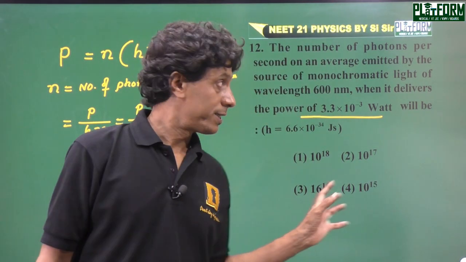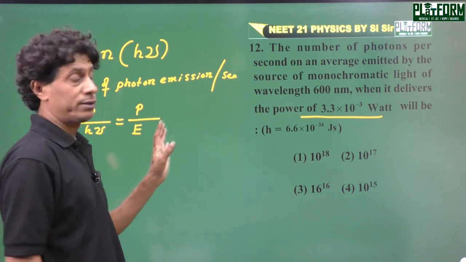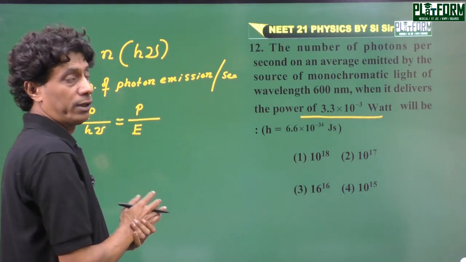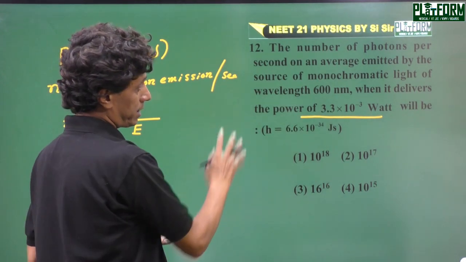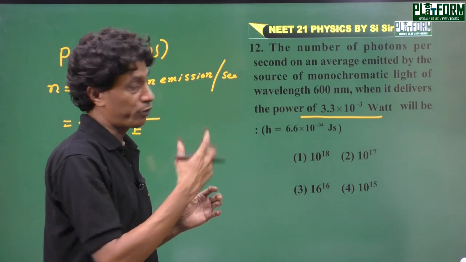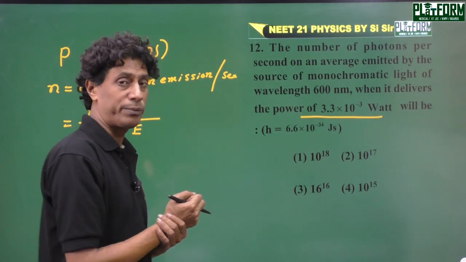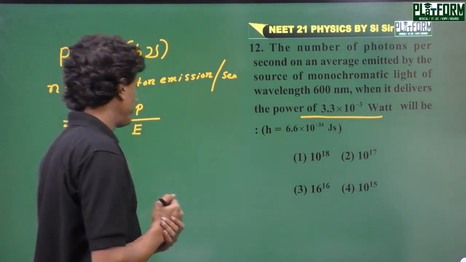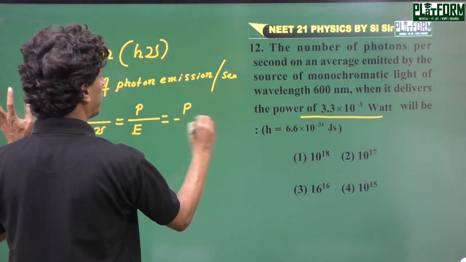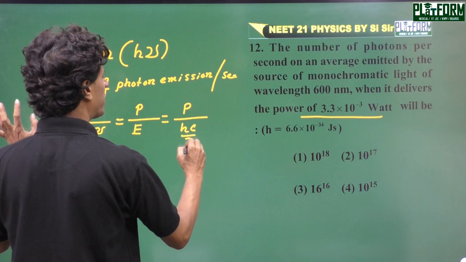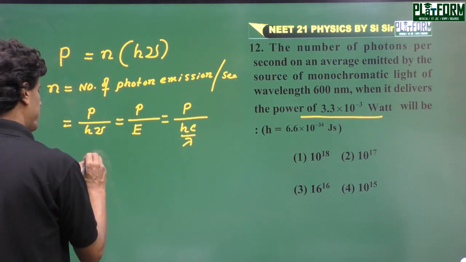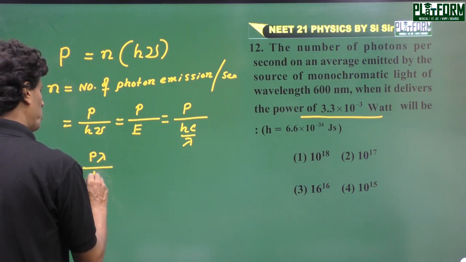Okay, I have discussed this type of problem and the theoretical discussions on this particular topic, that is, the number of photon emission per second from a source of light having a particular power. So power equals P, and the energy is actually hc by lambda. So simply the number of photon emission is equal to P lambda by hc.